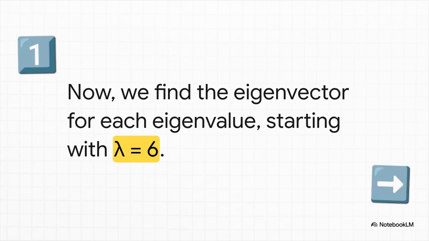All right, on to step 3. The key thing to remember here is that every eigenvalue has its own special eigenvector buddy. So we've got to find one for each. Let's start with lambda equals 6.